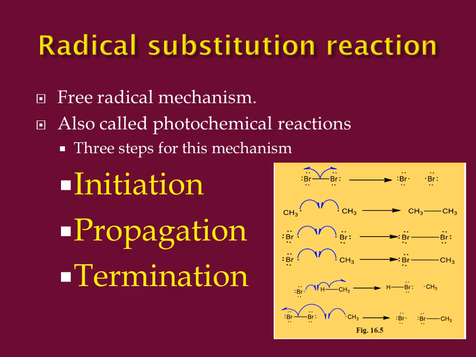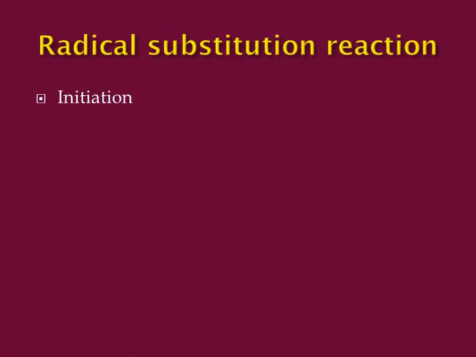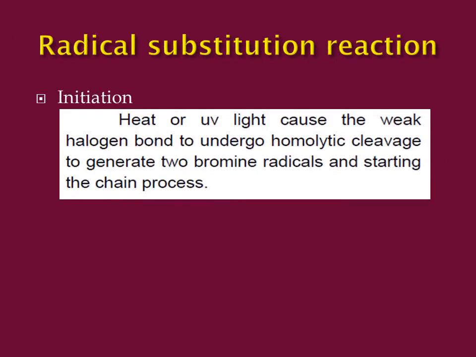The first step of radical substitution reaction is initiation. Let us see how it takes place. It takes place in the presence of heat or UV light, ultraviolet light, which causes the weak halogen bonds to undergo a homolytic cleavage and generate bromine radicals and start the chain process.